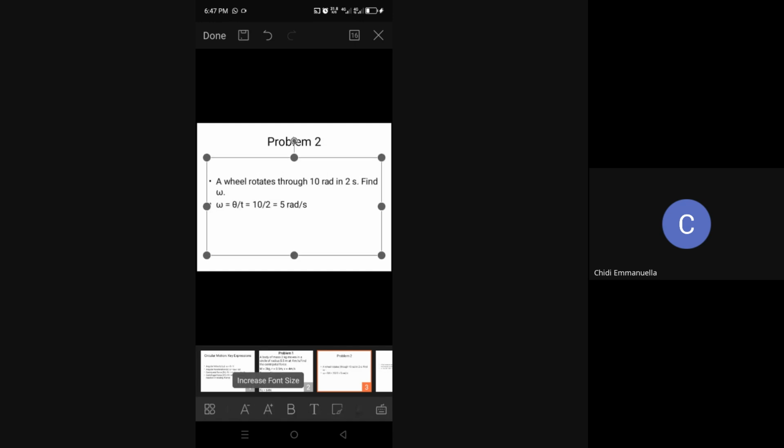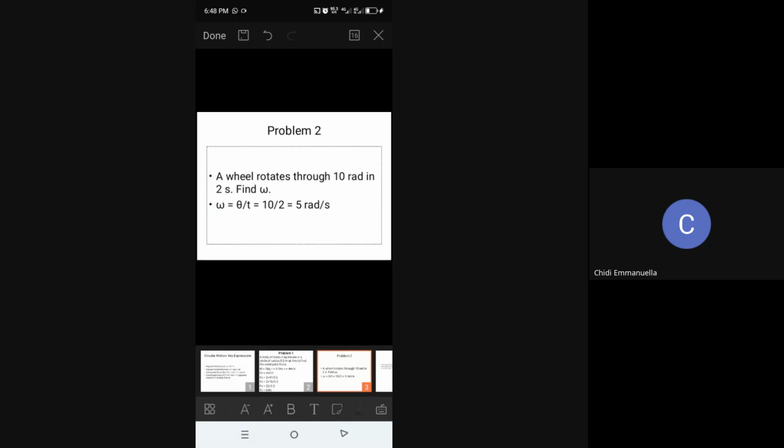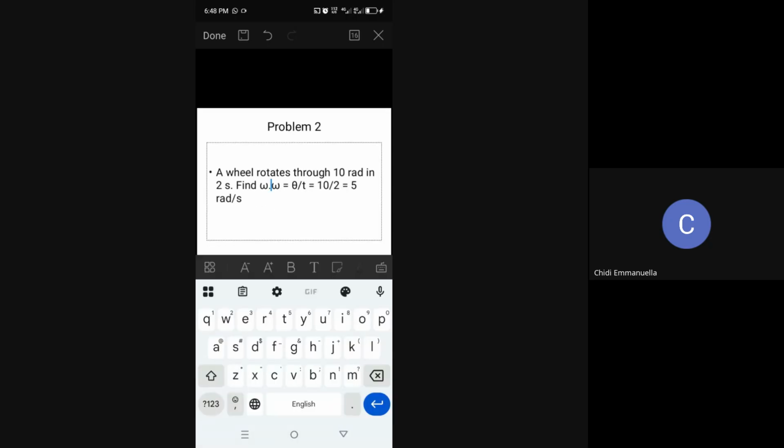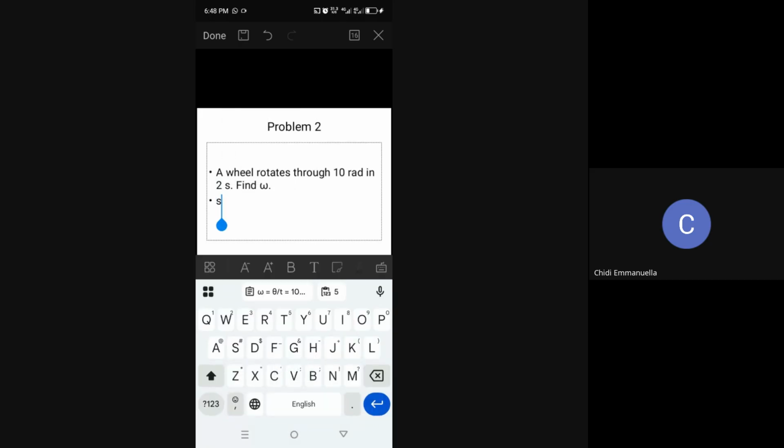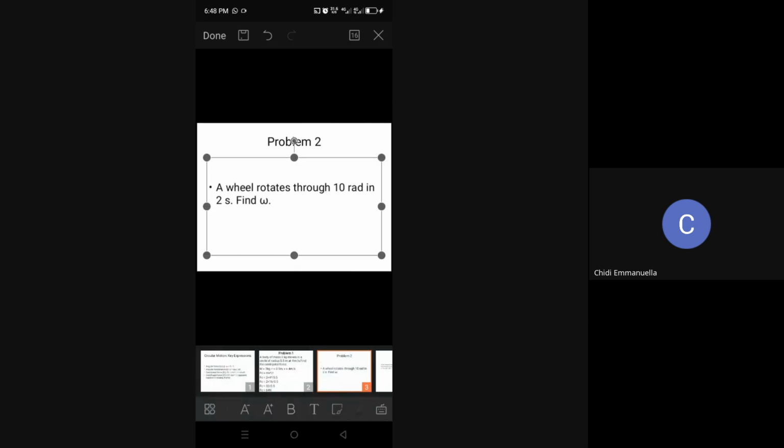This question says that a wheel rotates through 10 radians in 2 seconds. Angular velocity is radians per second. It's not meter per second. It's linear velocity that is meter per second. V is meter per second. Angular velocity is not given in meters per second. So a wheel rotates through 10 radians in 2 seconds.